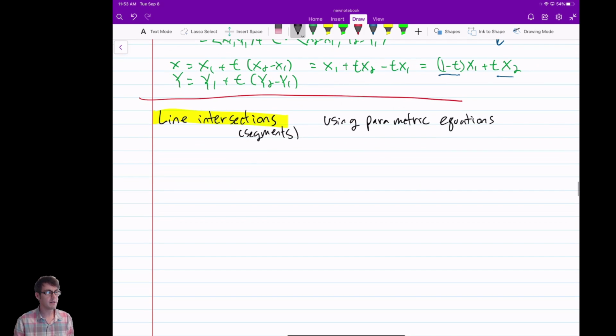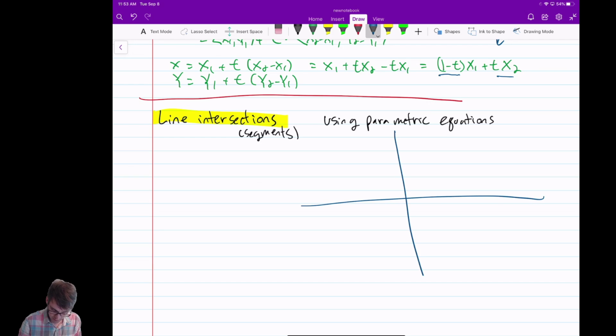So this is pretty neat. I'm going to draw it out. If I have 2 line segments, I'm going to call this line A and this line B. If we have them in parametric form, I'm going to extend them out just so you see that they're actually lines.